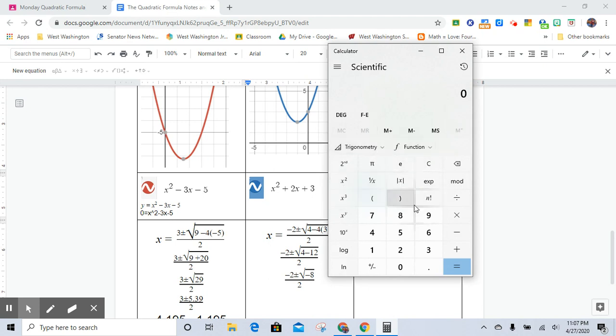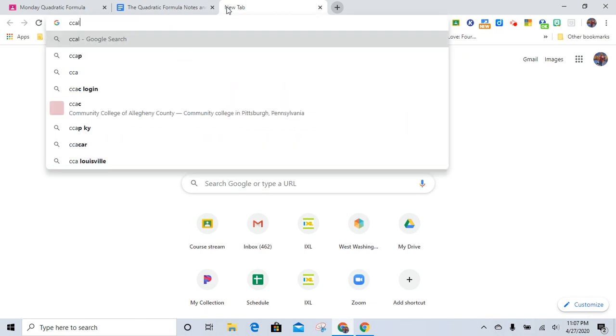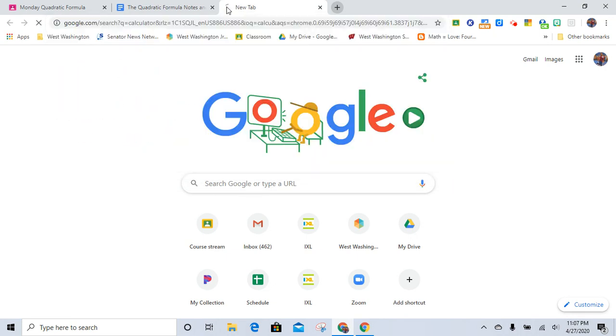Okay, no, you know what? I'm going to go. This is horrible. Okay. Obviously I can't see the square root button there because I'm incredibly blind. So let's try this again. Calculator. There we go. All right.